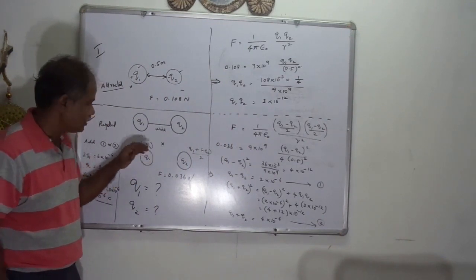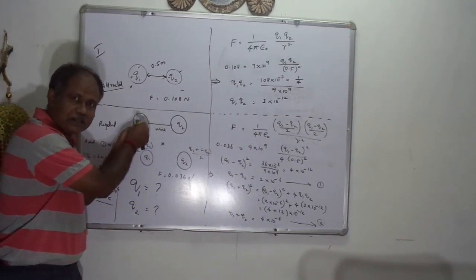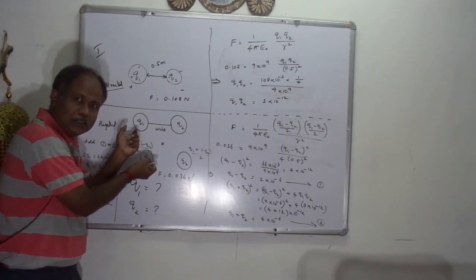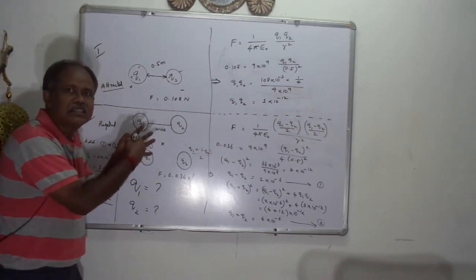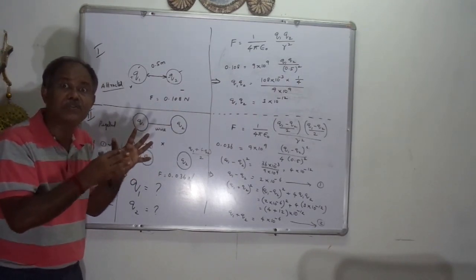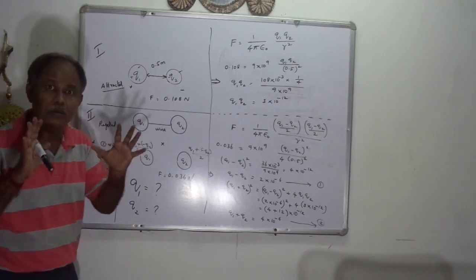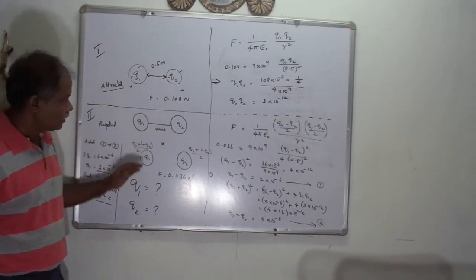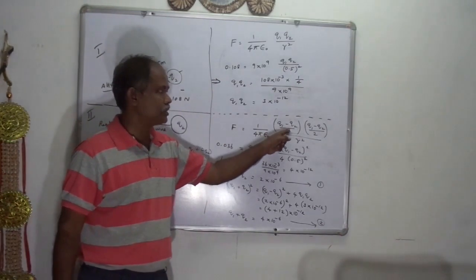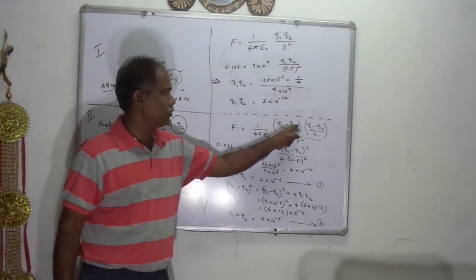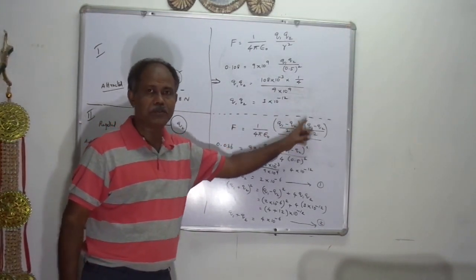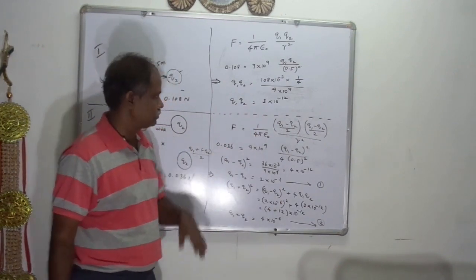After connecting the wire, then the wire is removed. The total charge is shared. The sharing of charges is taking place. You just remember this concept here. Now, F is equal to 1 by 4 pi epsilon, with Q1 minus Q2 by 2 instead of Q1, and Q1 minus Q2 by 2 instead of Q2.